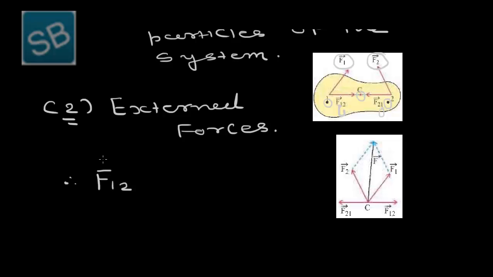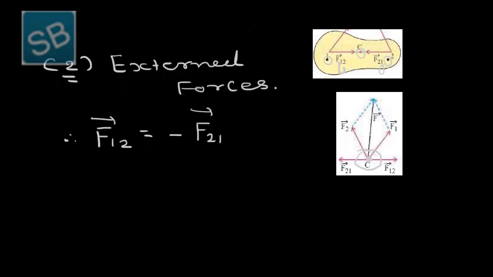So F12 is equal to F21, but the directions are opposite. So here the negative sign comes, and also the direction of the internal force is towards the center of mass of the system. And one more important thing, this is the origin of external force. So the center of mass is called the origin of external forces.